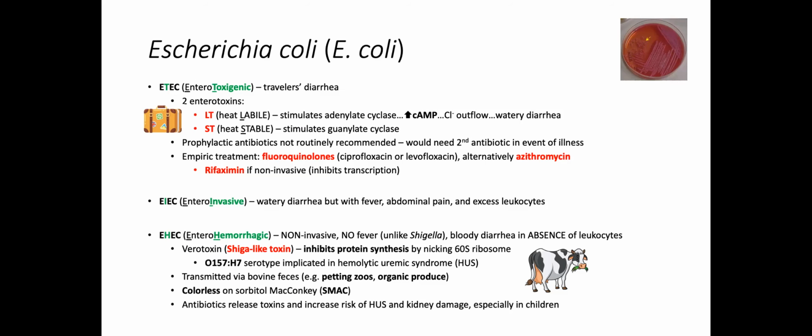Okay, so EHEC is our O157:H7, non-invasive, no fever, bloody diarrhea in the absence of leukocytes. It is a Shiga-like toxin, which inhibits protein synthesis. This is implicated in hemolytic uremic syndrome, or HUS, and it's transmitted via bovine feces. It's colorless on MacConkey's, or on a sorbitol MacConkey's, or a SMAC. And this is important to know.